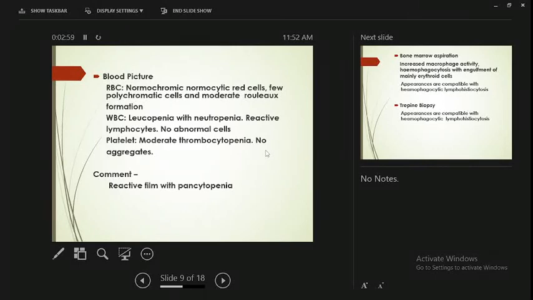Here you can see the blood picture: normocytic normochromic red cells with few polychromatic cells and moderate rouleaux formation. White cells show leukopenia with neutropenia, reactive lymphocytes, no abnormal cells. Platelets showed moderate thrombocytopenia, no aggregates. It was a reactive film with pancytopenia.